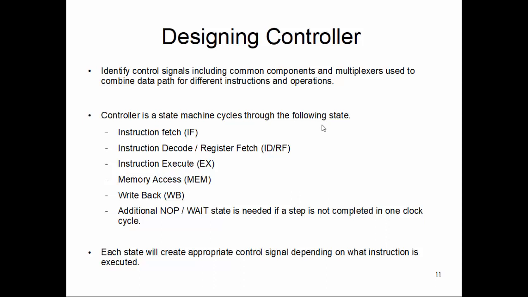For our projects, both project 2 and 3, we just assume that we don't need any no-op or wait state. We'll just cycle through these 5 states, IF, IDRF, EX, MEM, and WB, always, and all the related components finish their operation within one clock cycle. That's a simplistic assumption, without going into the additional NOP and wait state complication. Now each state will create the appropriate control signals depending on what instruction is executed. We'll talk about that in detail.